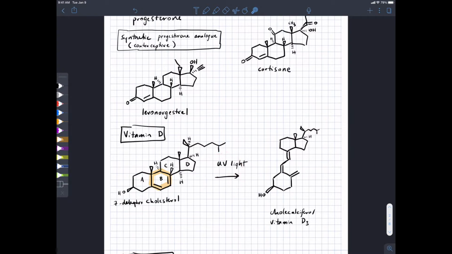So you should ask your 352 professor about it. But you turn this cholesterol derivative using UV light into vitamin D3, which is why you need to get a little sunlight, but not too much.